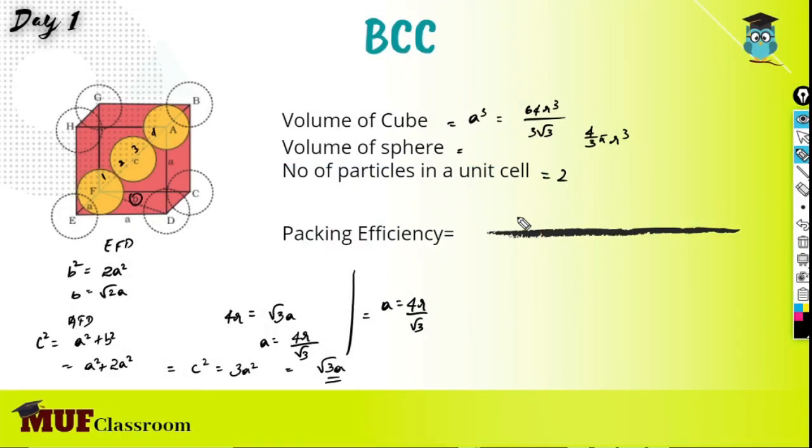So now coming to finally calculating the packing efficiency. The number of particles is 2 into the volume of the sphere, which is 4 by 3 pi R cube, and the volume of the cube is given as 64 R cube by 3 root 3, into 100. So we get the final answer as 68%. So try to remember the values of all the efficiencies, which will save time in your examination.